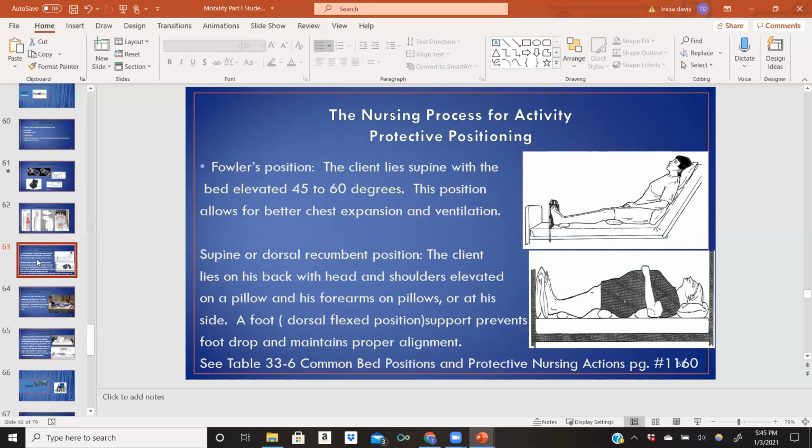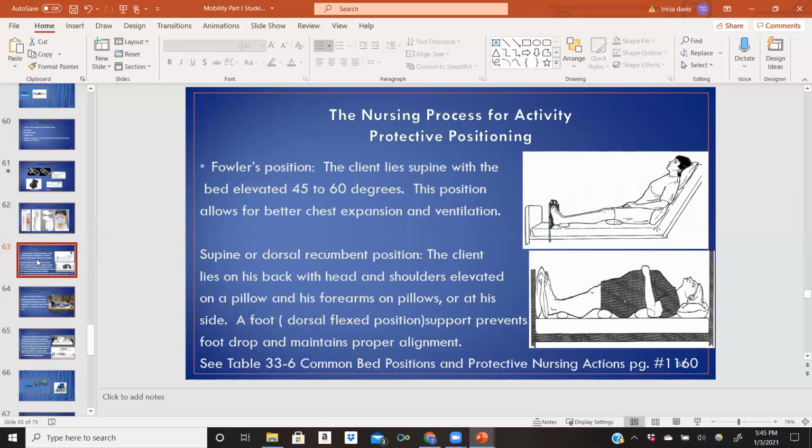Supine or dorsal recumbent position, the client will be lying on his back with head and shoulders elevated on a pillow and his forearms on the pillows or at his side. A foot support prevents foot drop and maintains proper alignment. So I've never seen that in my facility, but we do put rolls of blankets or wedges under those prominent areas in the hospital to keep them from having that breakdown. And you could put a pillow under the foot too to keep them from touching the end of the bed.